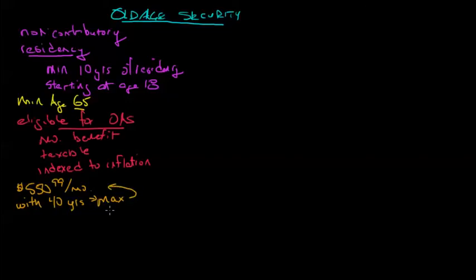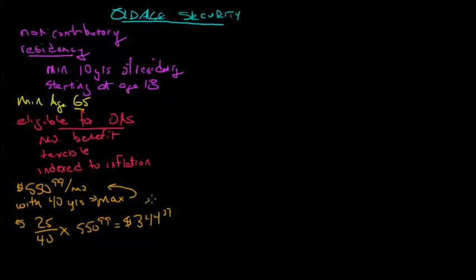So with 40 years of residency, you would have the maximum, and then anything less than that, you would have something less. So let's say, just to keep it easy here, we have somebody with 25 years of residency out of a possible 40. So they would qualify for 25/40ths, or 62.5% of that $550.99. This person would qualify for a benefit of $344.37.